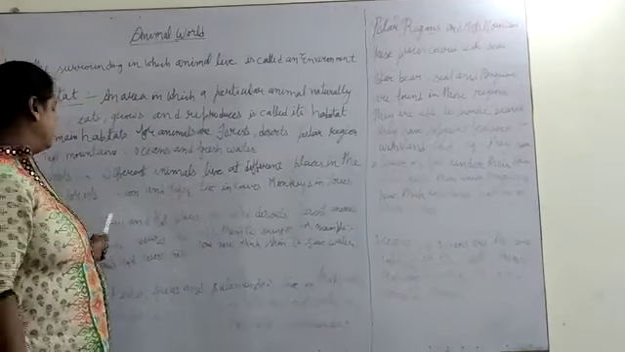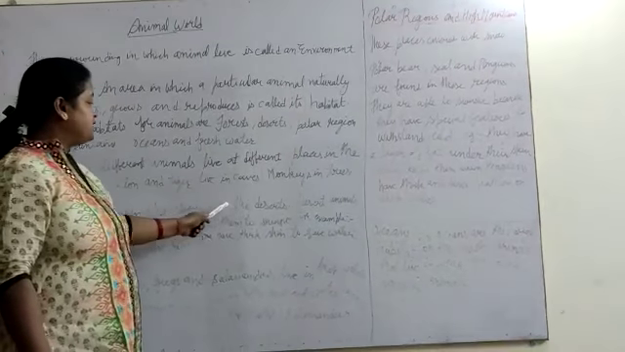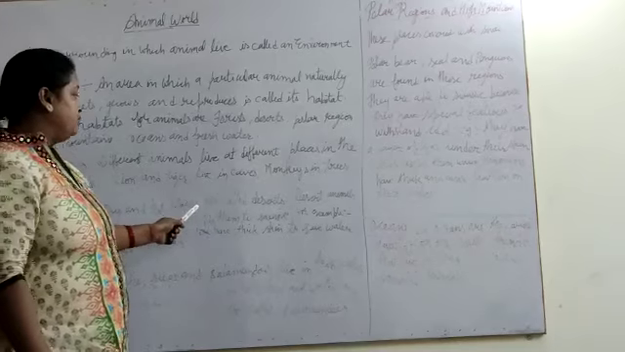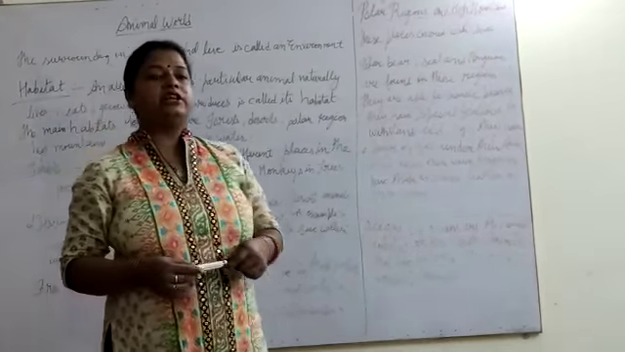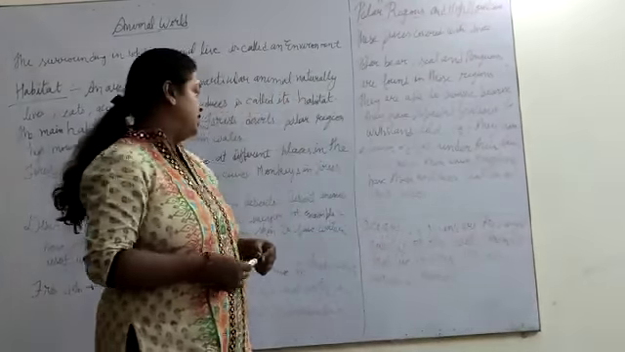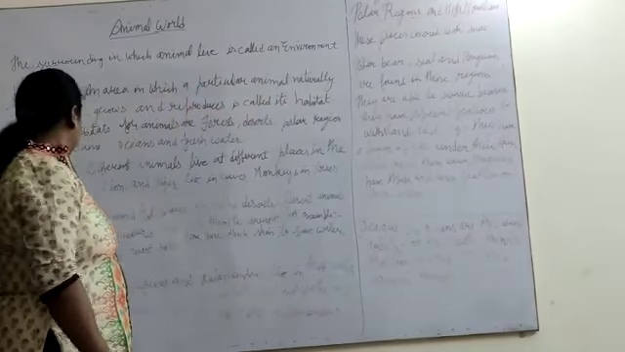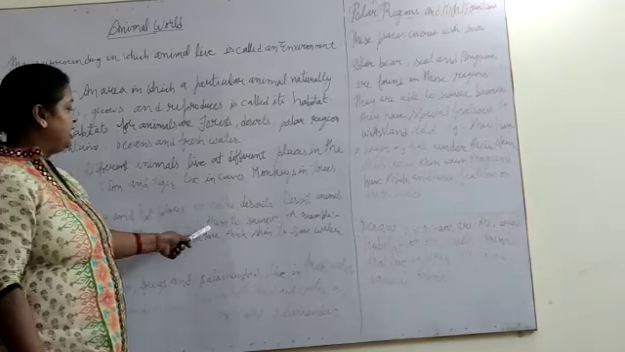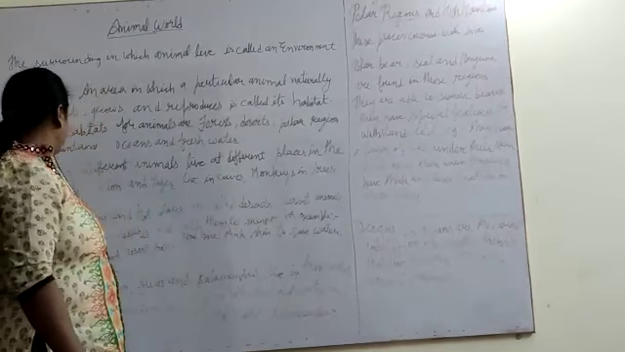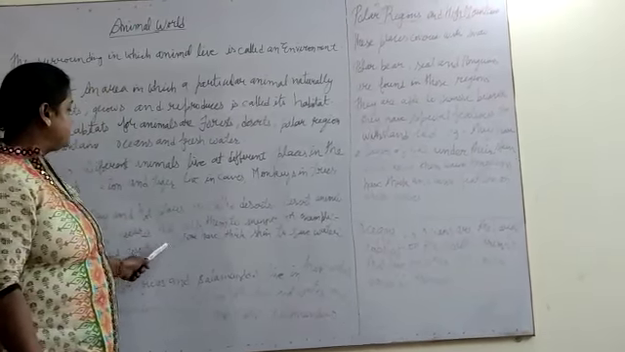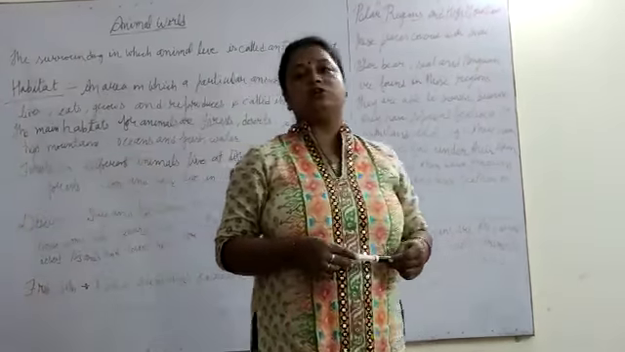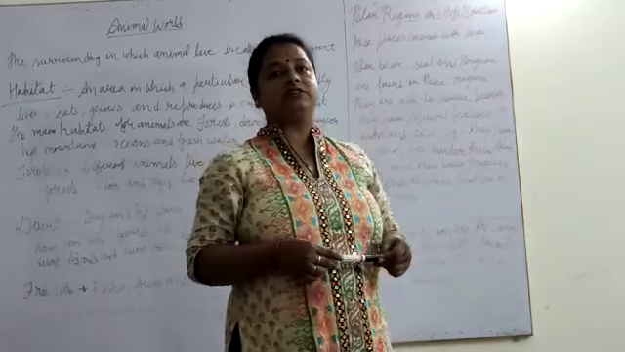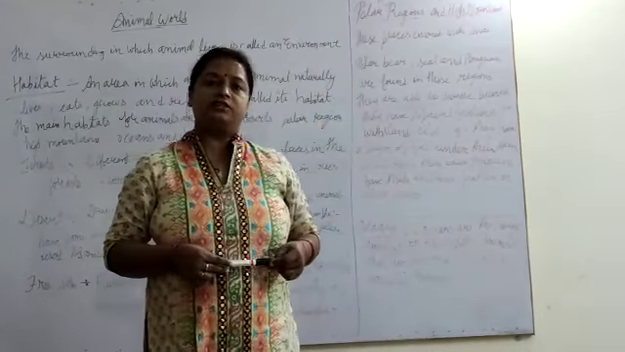Next one is desert. Dry and hot places are called deserts. You know, Rajasthan is such a place, and in other countries there are the Sahara Desert and the Arabian Desert. Desert animals have some body features that help them survive. For example, desert lizards and desert rats have thick skin to save water. The camel is also called the ship of the desert.